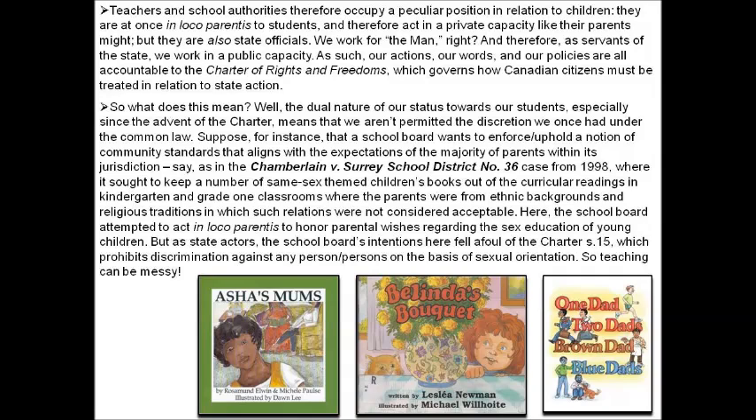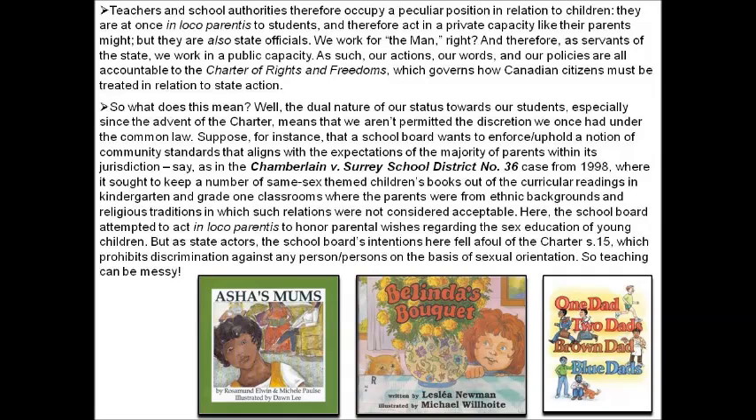Suppose, for instance, that a school board wants to enforce or uphold a notion of community standards that aligns with the expectations of the majority of parents within its jurisdiction. Say as in the Chamberlain v. Surrey School Board District number 36 case from 1998, where it sought to keep a number of same-sex themed children's books out of the curricular readings in kindergarten and grade 1 classrooms, where the parents were from ethnic backgrounds and religious traditions in which such relations were not considered acceptable, right?